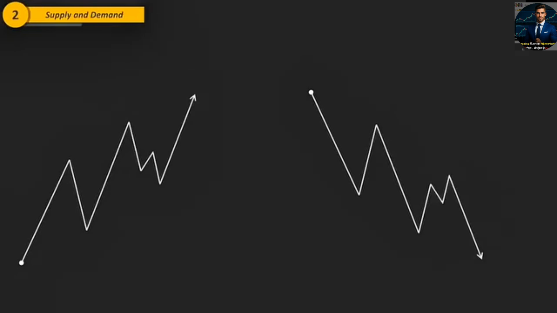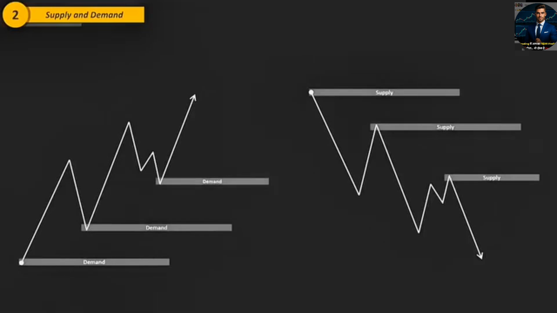Number 2. Supply and demand zones. Supply and demand zones are areas on the chart where traders have entered the market before, causing big price moves. Normally, we mark the beginning of these big moves as the supply or demand area, and we expect the price to reject these zones when it comes back to them.